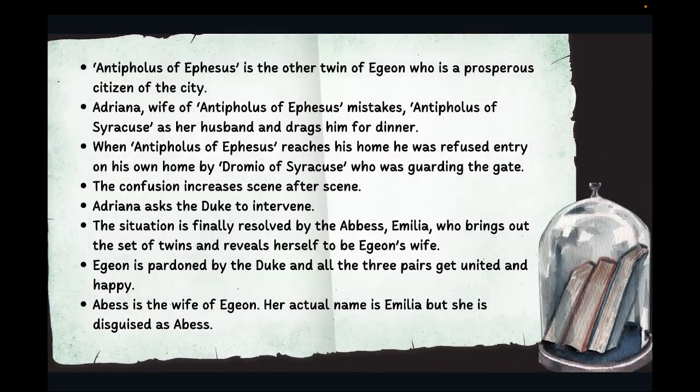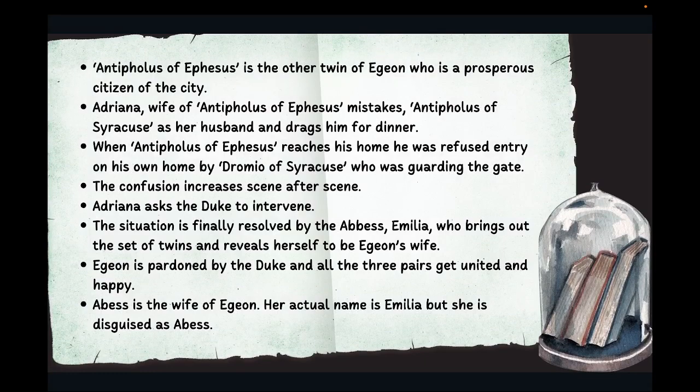Dromio has a twin brother, and he is also named Dromio. Antipholus of Ephesus is the other twin of Aegon, who is a prosperous citizen of the city. Adriana, wife of Antipholus of Ephesus, mistakes Antipholus of Syracuse as her husband and drags him home for dinner. When Antipholus of Ephesus reaches his home, he is refused entry into his own house by Dromio of Syracuse, who is guarding the gate. So yeah, it all becomes a huge confusion.